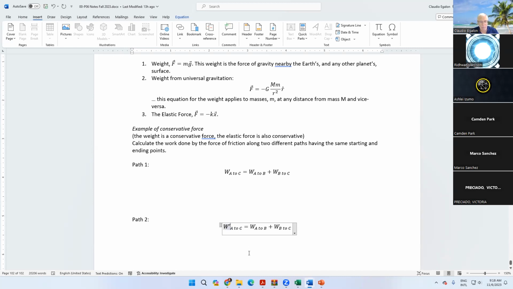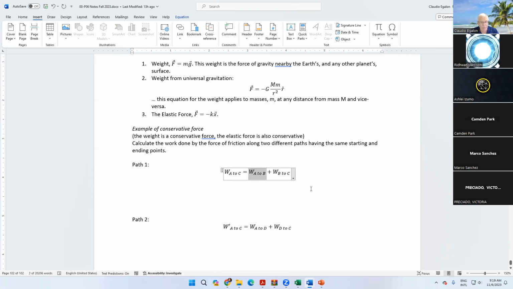Path 2 is going to be the work from A to D, from D to C. Here I have to put a different notation to distinguish the two different paths. But here I don't have to do that because this subscript here is different from the subscript here. So let's do that one by one.